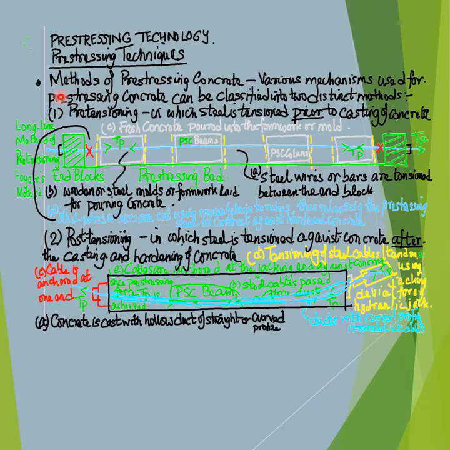The particular or specific method of pre-tensioning concrete is termed as the long line method or the Hoyer's method of pre-tensioning based on the developer or the propounder of the particular long line method of pre-tensioning, that is E. Hoyer.